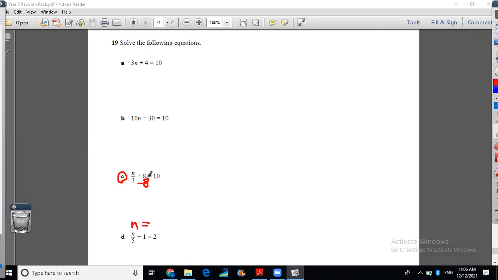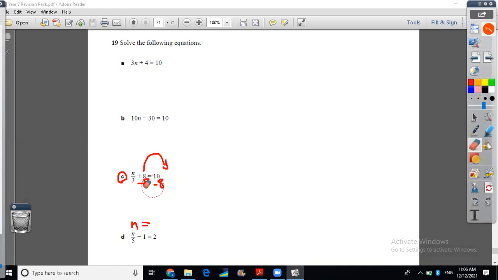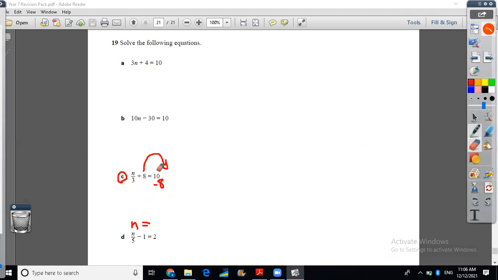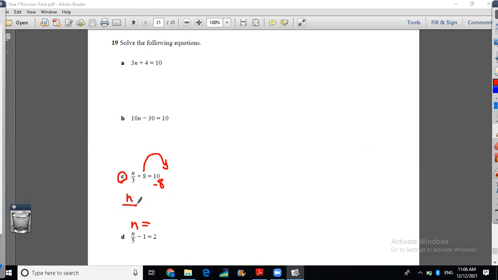We work it backwards. So I'm going to subtract 8 from here, subtract 8 from here. Some students say, oh mister, I'm just going to take it there as minus. It's not going to be a problem. I'm just letting you understand how it works. So here, bye-bye to the 8. N over 3 is left on this side, equals 10.